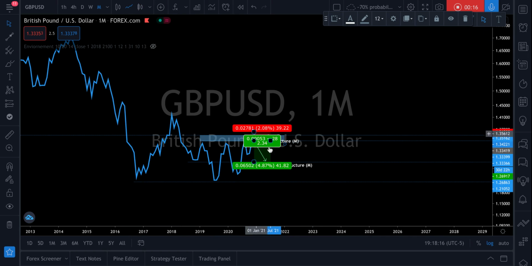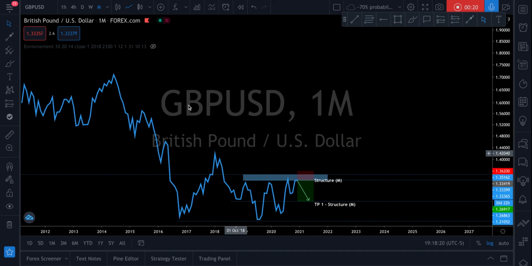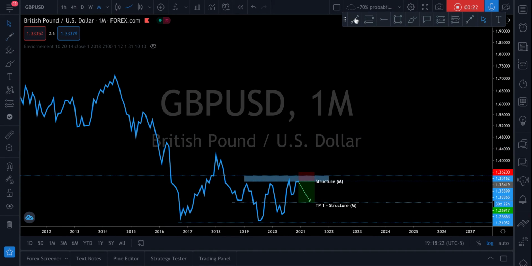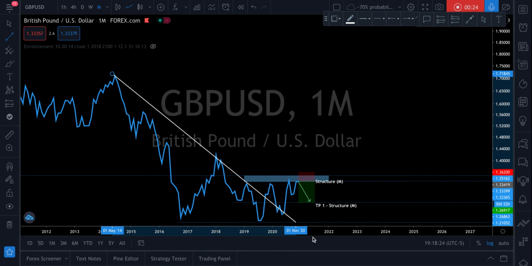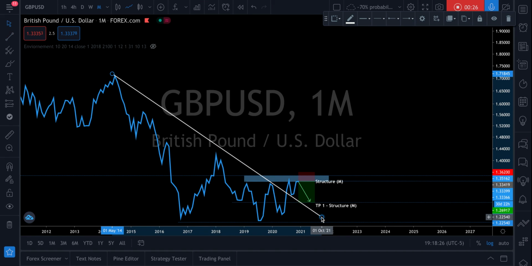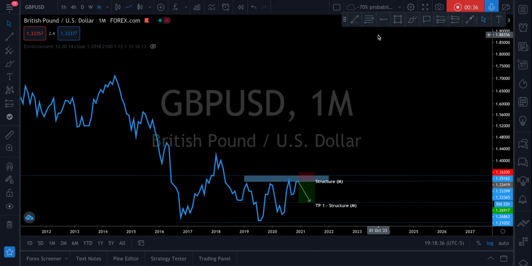And what we're going to do is go to the line chart. And what we're looking at is identifying key areas of structure while looking at a descending trend line right here. As we can see, we identified that as well, but we already broke through. And not only did we break through, but we actually tested it right here as well. So we weren't necessarily too concerned on this descending trend line anymore. So that's why we deleted it.